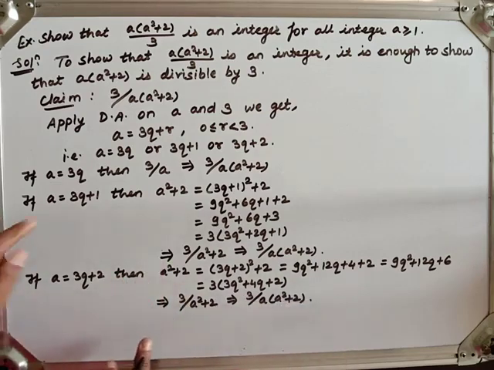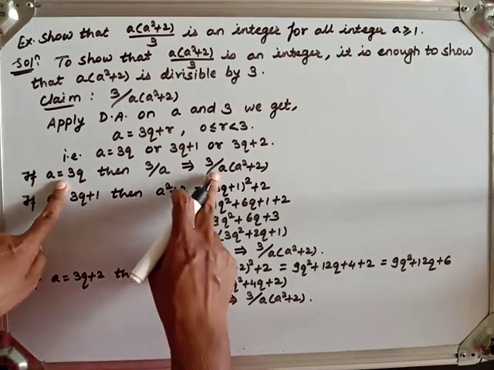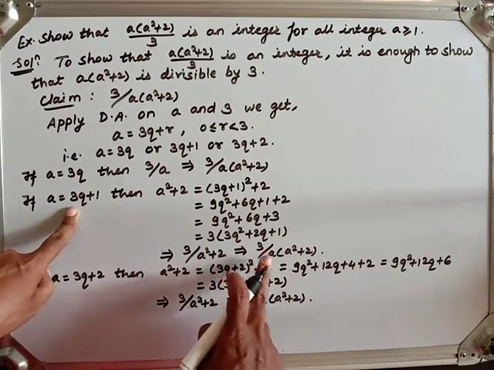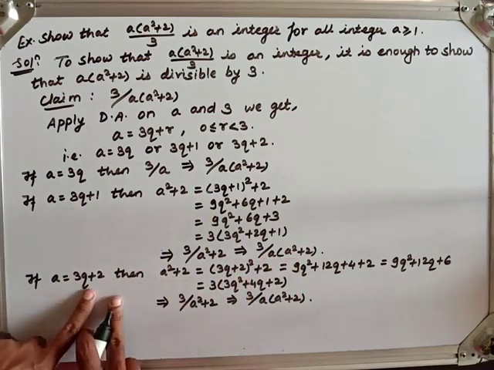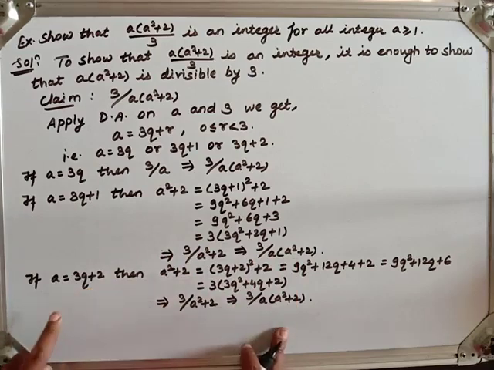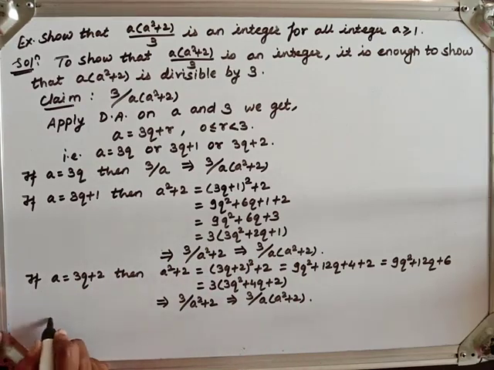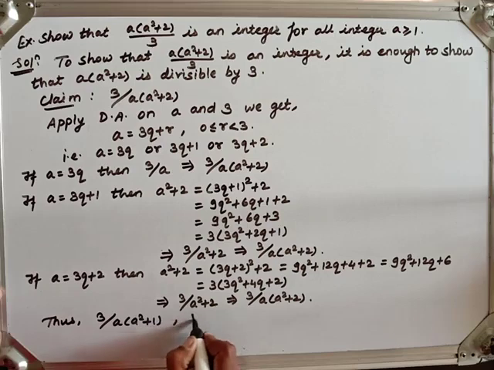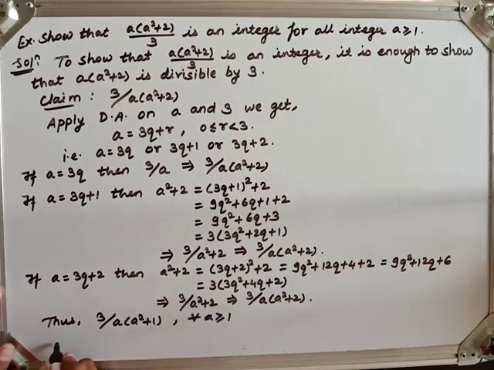So in all cases we get, when a is equal to 3q, then 3 divides a into a square plus 2. When a is equal to 3q plus 1, then also 3 divides a into a square plus 2. And when a is equal to 3q plus 2, then also 3 divides a into a square plus 2. So for all cases it divides. Thus we can say 3 divides a into a square plus 2 for all a greater than or equal to 1. That is, a into a square plus 2 upon 3 is an integer.